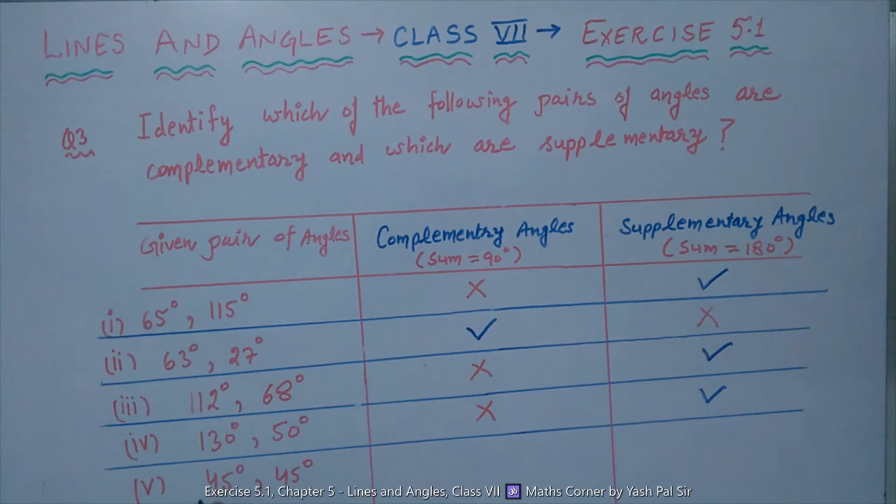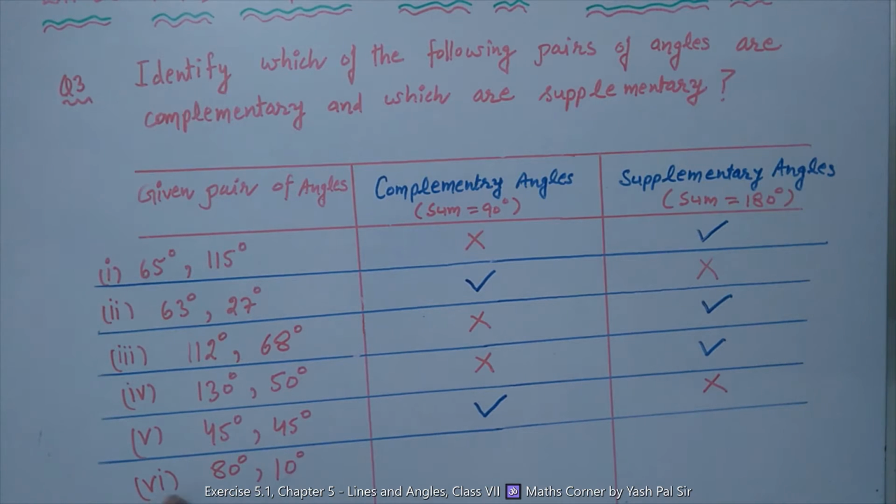Fifth part is 45 degree comma 45 degree. Now what is the sum of these two angles? Yes, sum is 90 degree. So these two angles are complementary angles. So here we put cross mark. Last one is sixth part, 80 degree 10 degree. Now what is this? Sum is equal to 90 degree. So what we say? These are complementary angles, not supplementary, mean here we put cross mark.